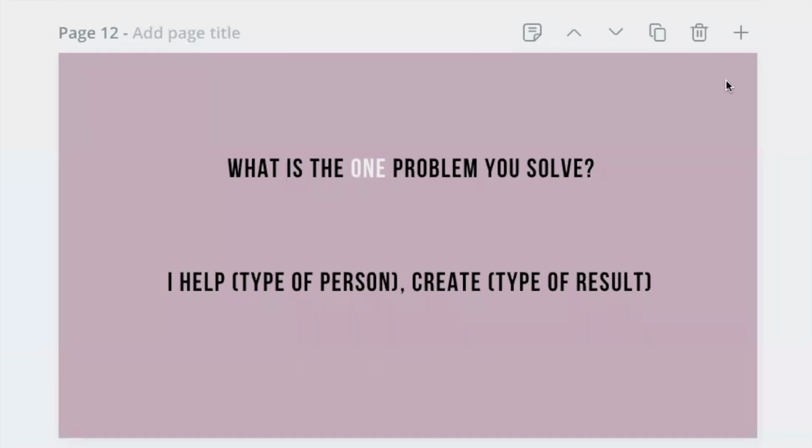The one problem. Is it, I help people lose 10 pounds? I help people gain 5 pounds. I help people pay off their debt. I help people save for a travel fund. What is the one problem you solve?